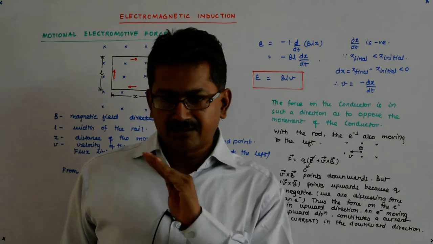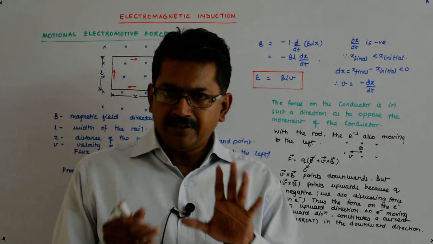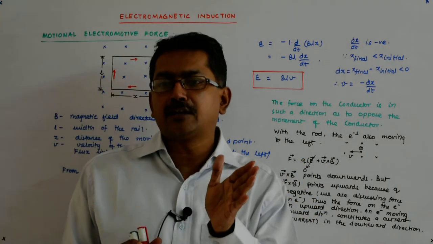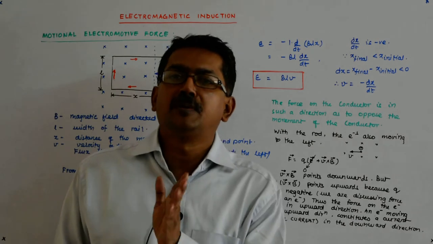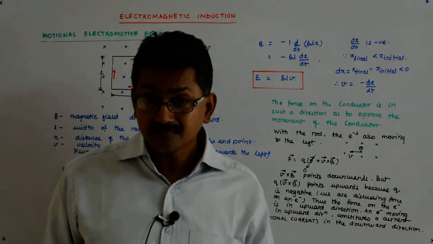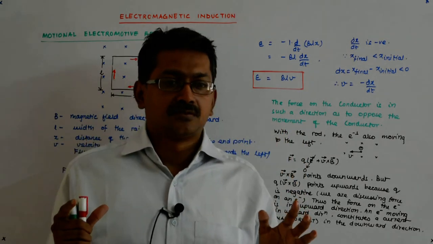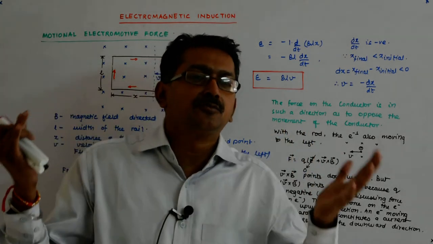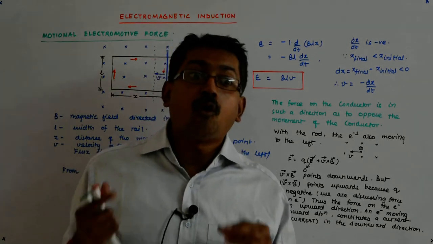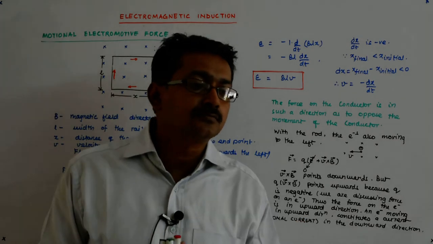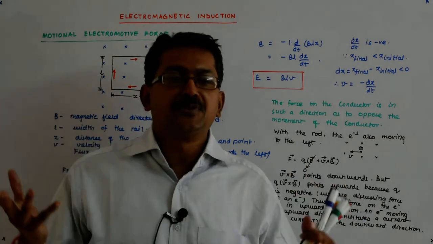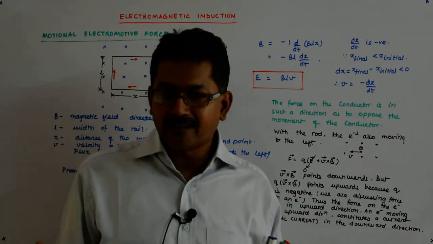In the motional case, whenever some conductors are moving in a field, we have been able to tell that it is the Lorentz force, the force acting on the charges, that is responsible for the induced current, for the movement of electrons. What happens when the field is changing and nothing is moving? He didn't move anything. He just switched something on, switched something off. Now what is it that is causing the induced current?